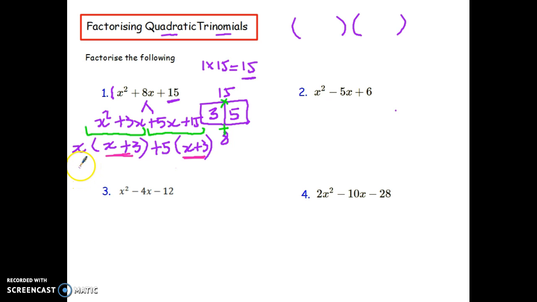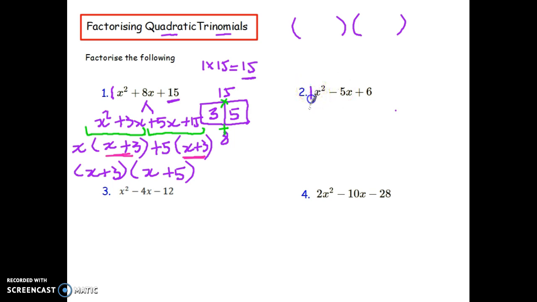That's your common factor, so it comes out as a common factor. If I take the x plus 3 out of this, I have an x left. If I take the x plus 3 out of this one, I have a 5 left. And there is my factorised version of this trinomial, x plus 3, x plus 5. Let's try another one.